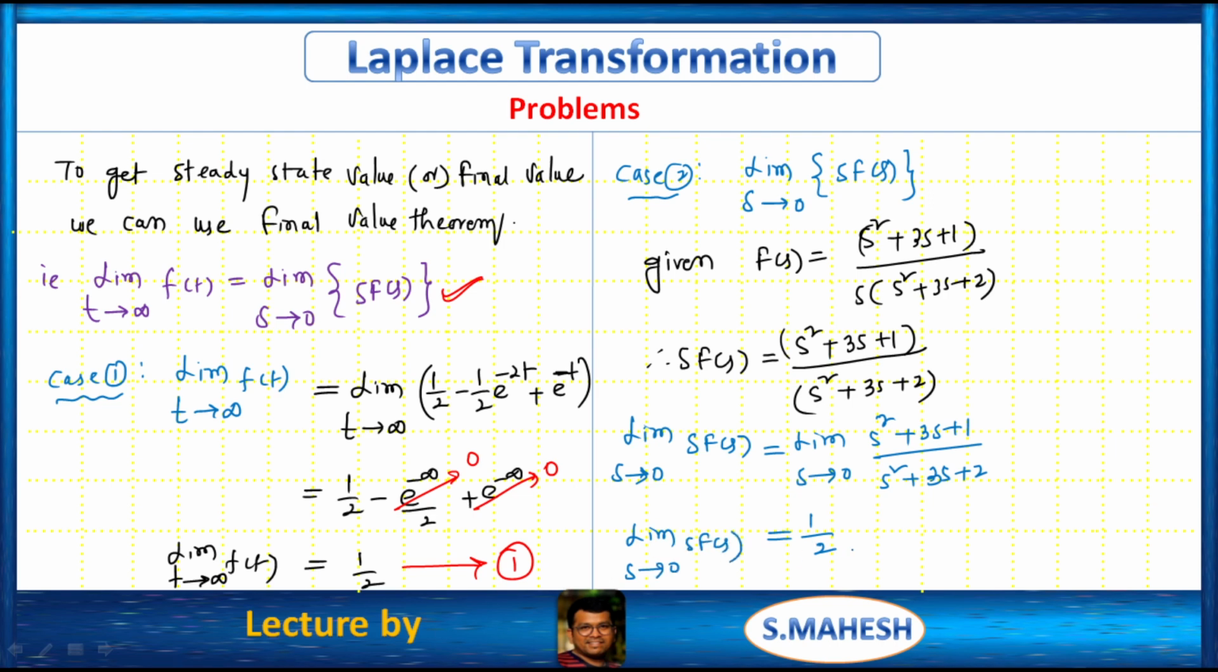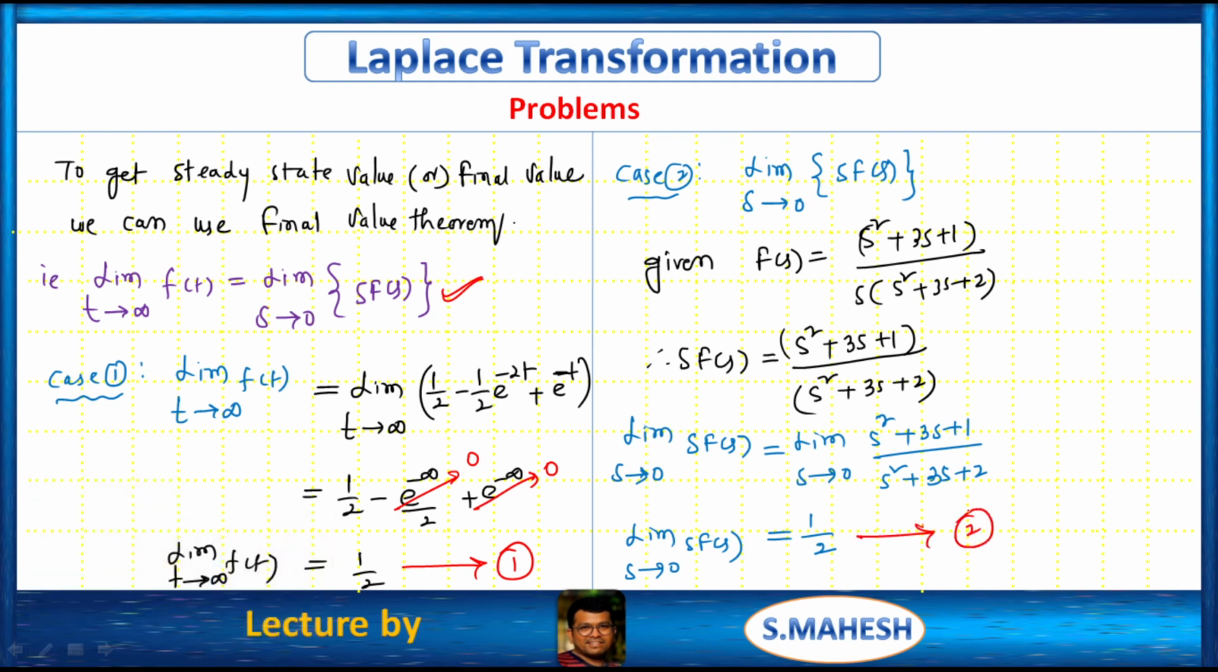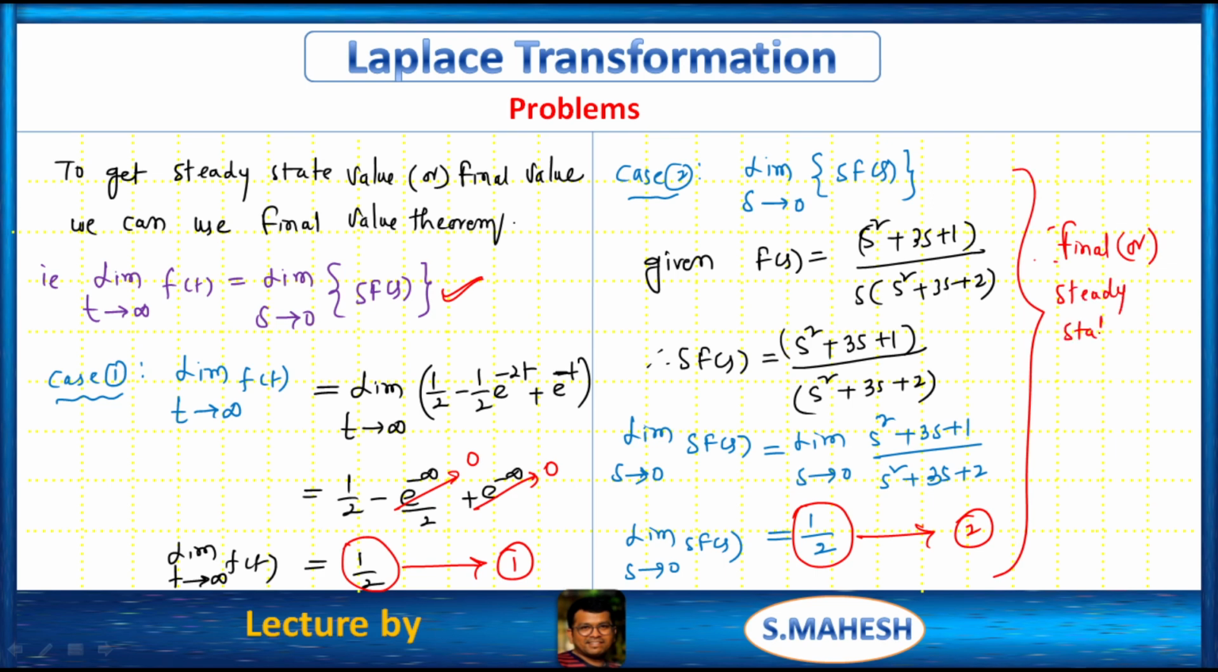See, this is from the frequency domain, and this is from the time domain. From both cases we are getting the value 1 by 2. Therefore, the final or steady state value is 1 by 2. So like this we can solve, right? You can solve by using either the time domain approach or the frequency domain approach.